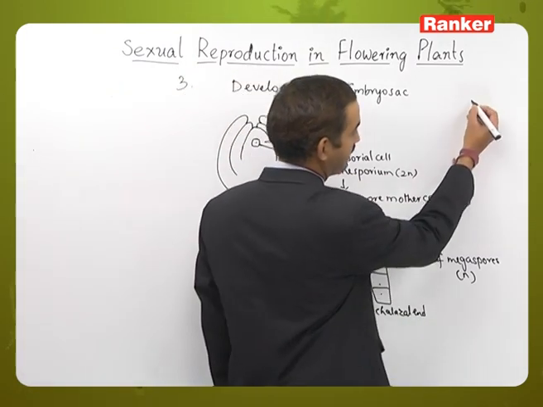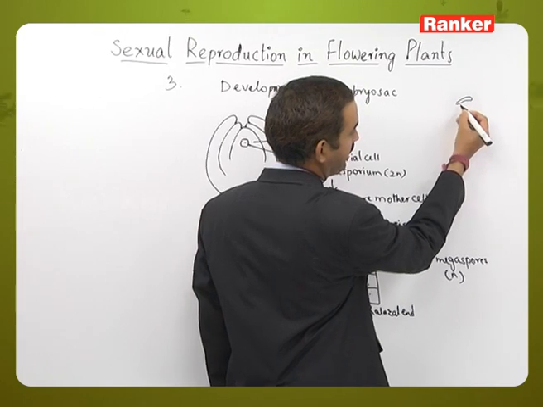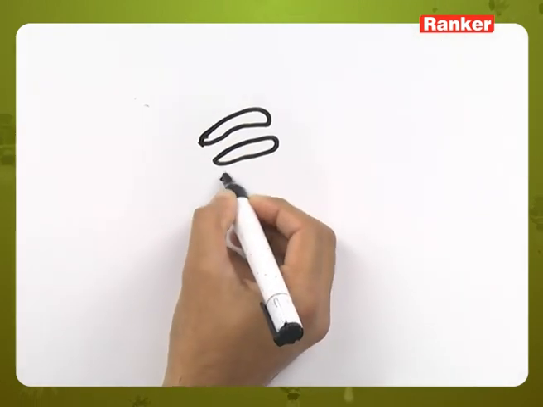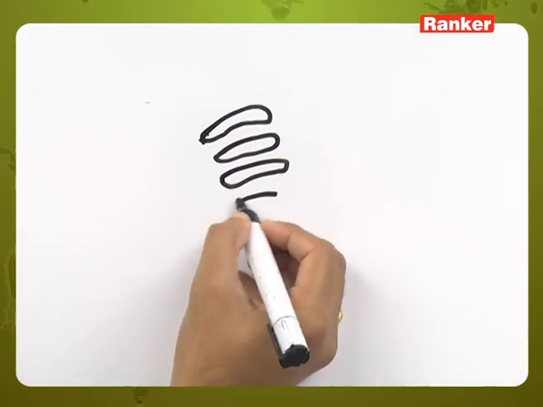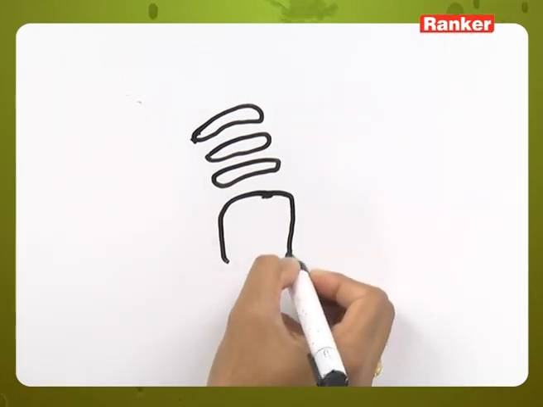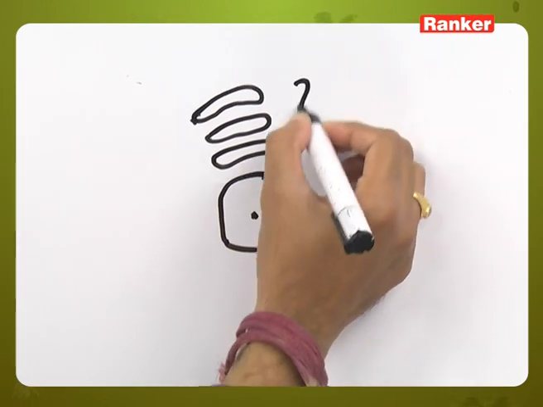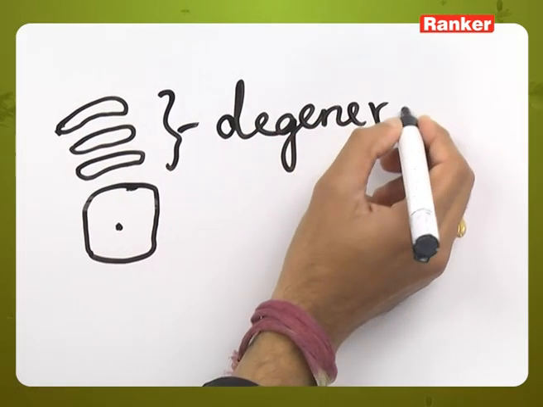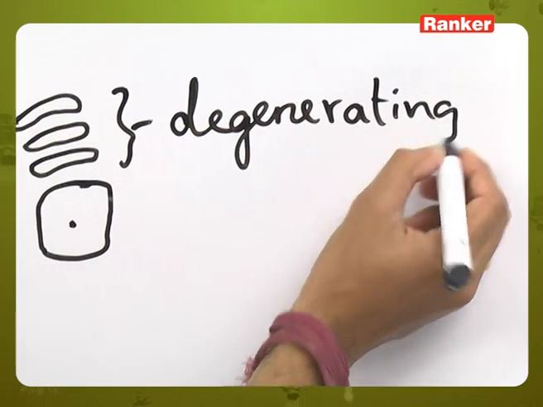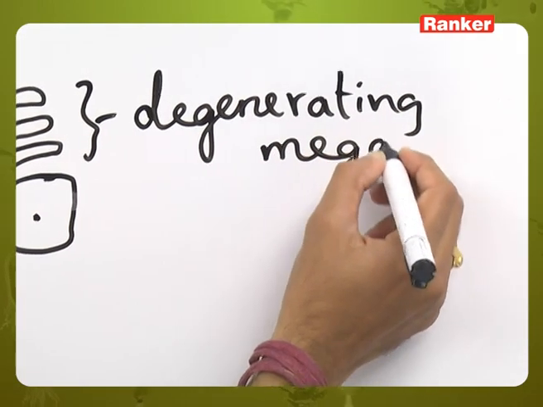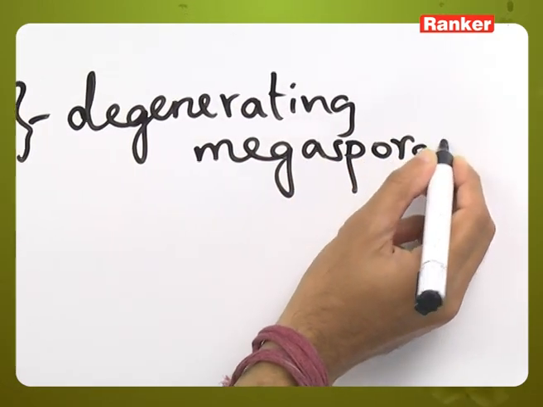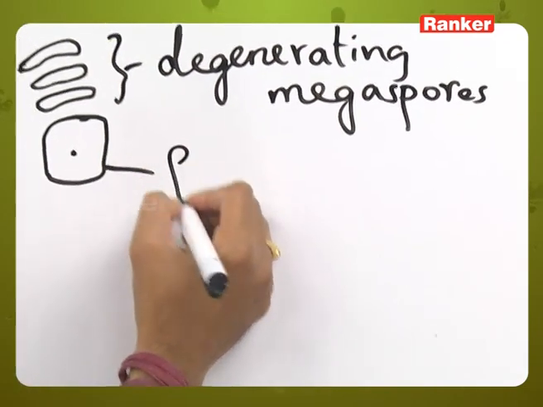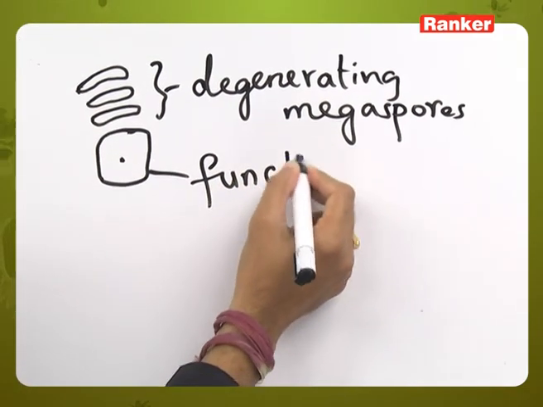So this can be shown like this here. These are the three degenerating megaspores which are present towards the micropylar end. And the one which is towards the chalazal end is retained as a functional megaspore.